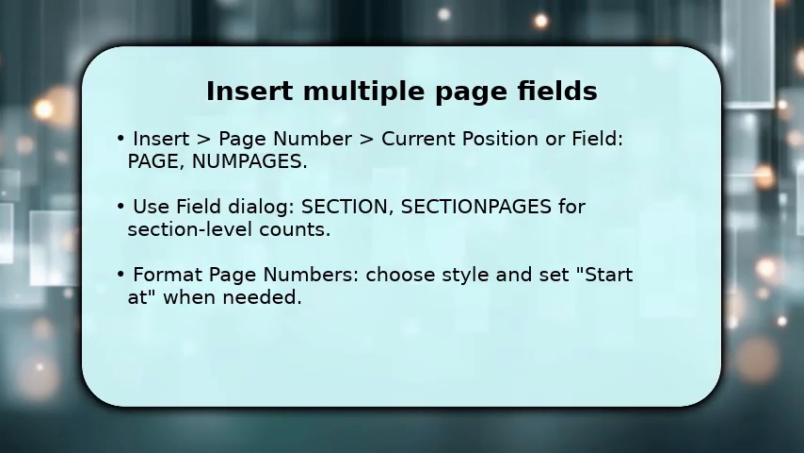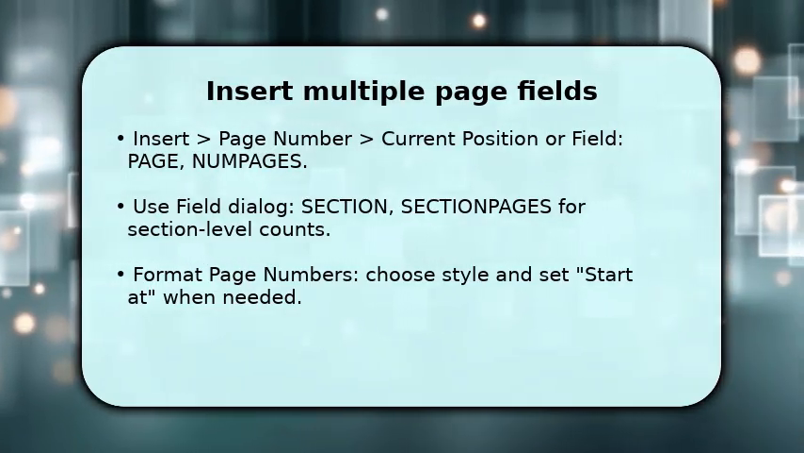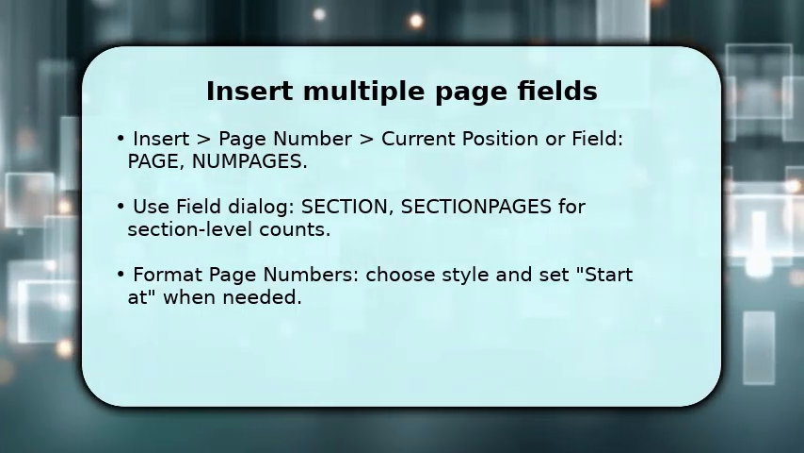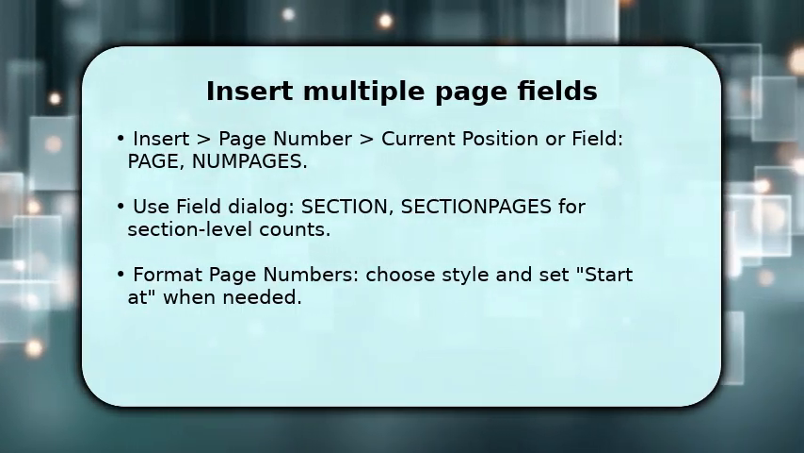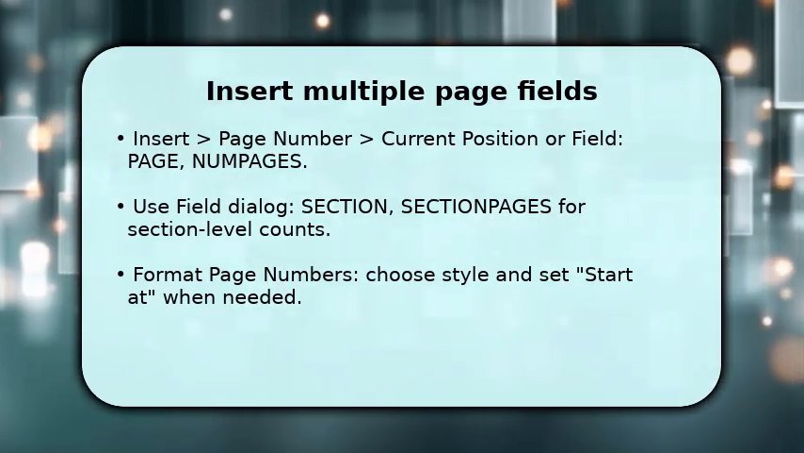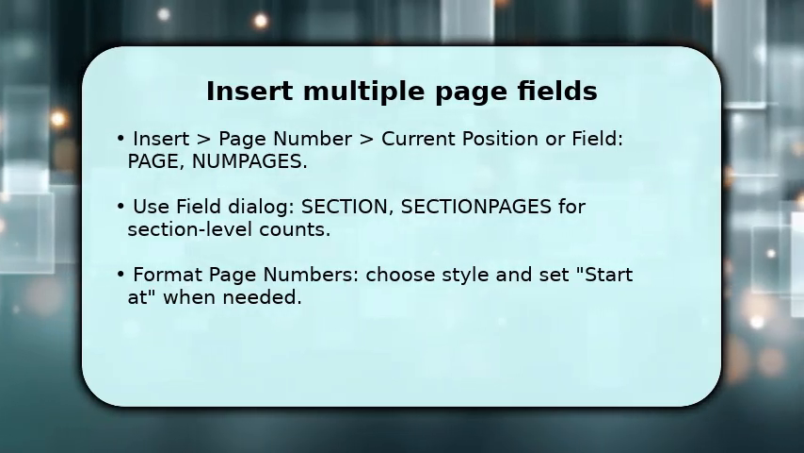Now insert the actual page number fields where you want multiple numbers to appear. Place the cursor in the header/footer, then use Insert Field or Page Number Current Position to add page and num pages for document-wide counts. For section-level values, add section or section pages fields. These show section number or pages in section.